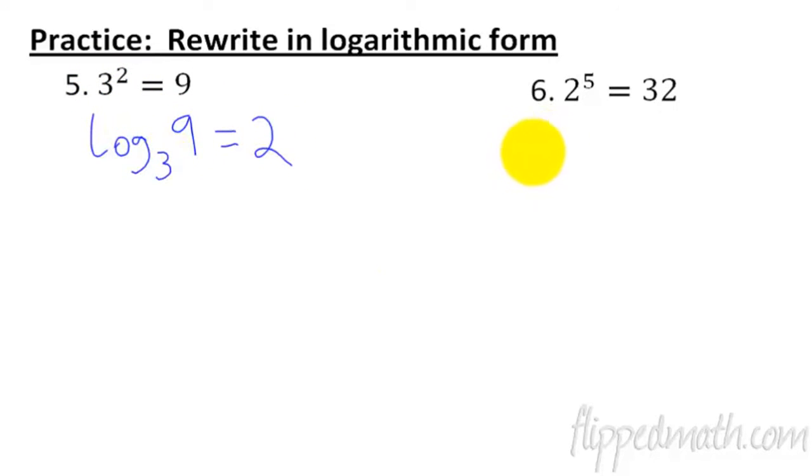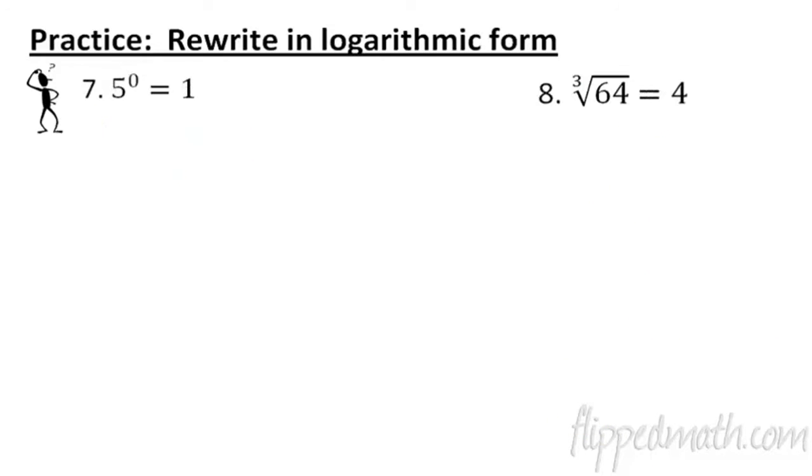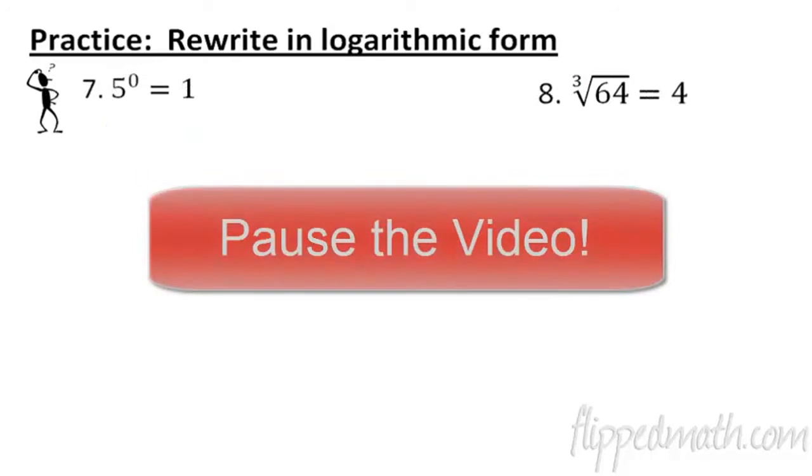So here, number 6, log base, what's the base of the exponent? It's a 2, so it's log base 2 of the other side, which is 32, equals 5. So this means 2 raised to the 5th power equals 32. That's the logarithm form, logarithmic. All right, do numbers 7 and 8 on your own. Pause now.